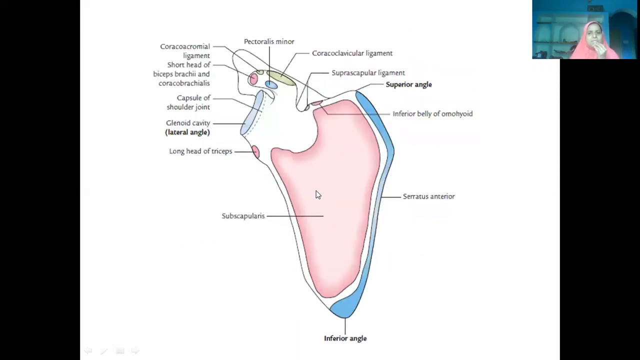Now, which surface is this? Costal surface, which is resting over the ribs. Which ribs do we have? Second to seventh ribs. So this surface is the costal surface. It is giving attachment to which muscle here? Subscapularis. So now let us assign the borders, towards the glenoid cavity.